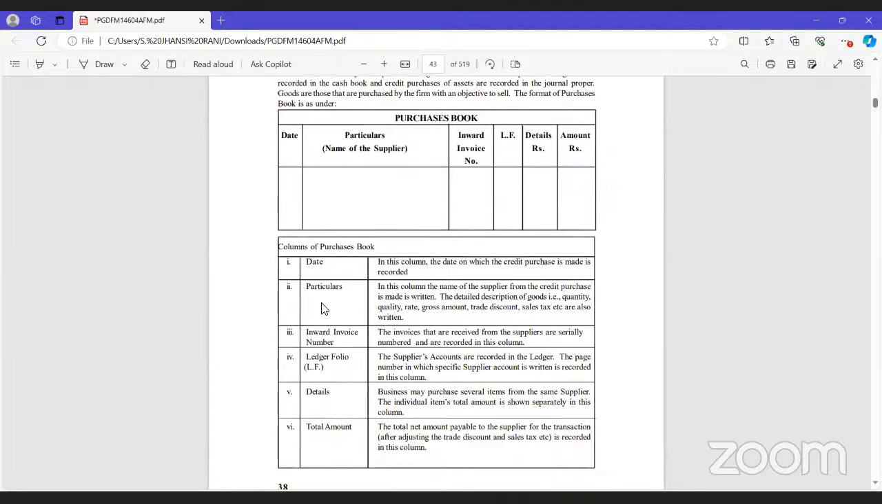Here, LF means ledger folio. In particulars, you will write whatever goods you are purchasing, how many, what is the quantity, what is the tax; all details you will write in the particulars column.